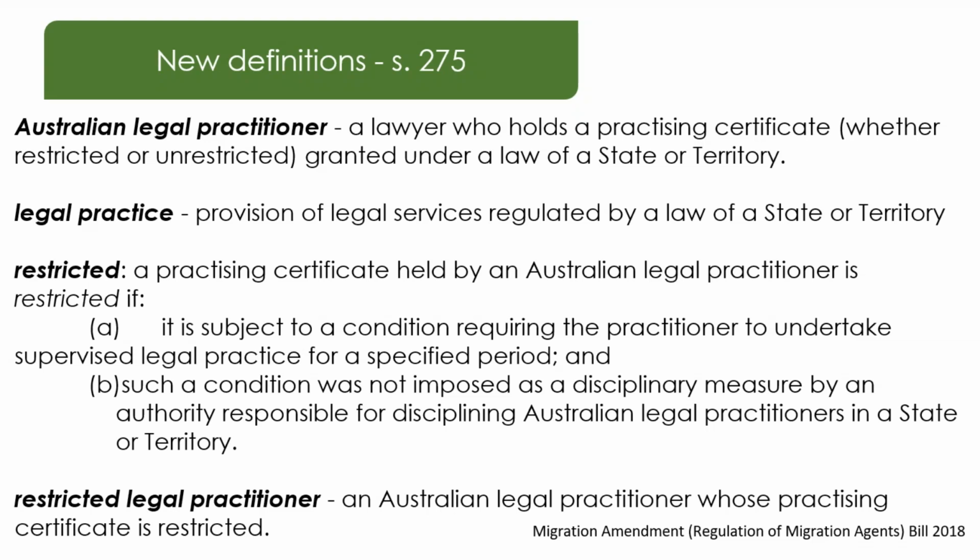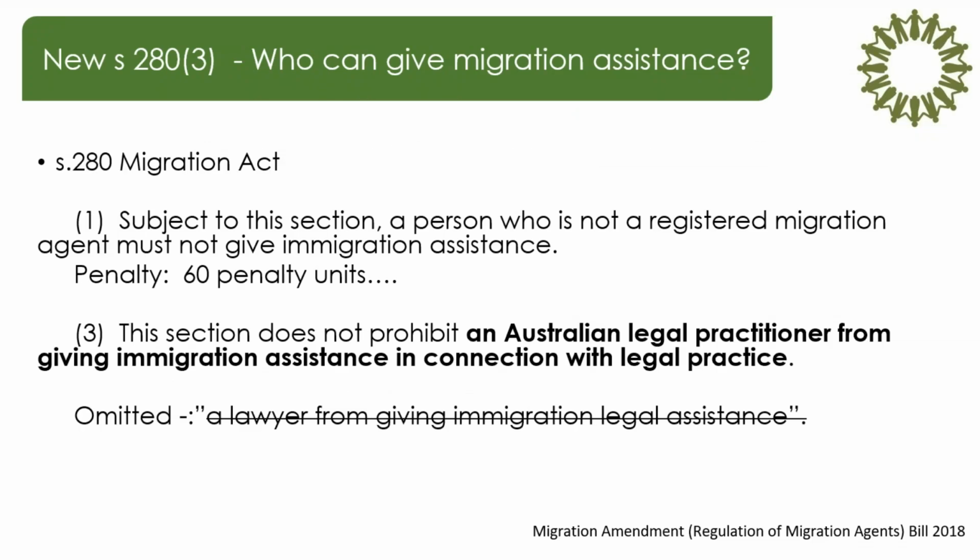So in new definitions under Section 275, Australian legal practitioner, this is intended to capture only those lawyers who hold an Australian restricted or unrestricted practicing certificate and excludes those lawyers who are admitted but do not hold a practicing certificate. Also for New Zealand lawyers, because under the Trans-Tasman Mutual Recognition Act they're eligible to practice, if they're eligible to practice in New Zealand, they're entitled to be registered as an Australian legal practitioner, so they won't have to register as migration agents to give immigration assistance. Legal practice is provision of legal service regulated by a state or territory. A restricted practicing certificate is one requiring supervised legal practice for a specified period. And the restricted legal practitioner is, as it's seen there, one whose practicing certificate is restricted.